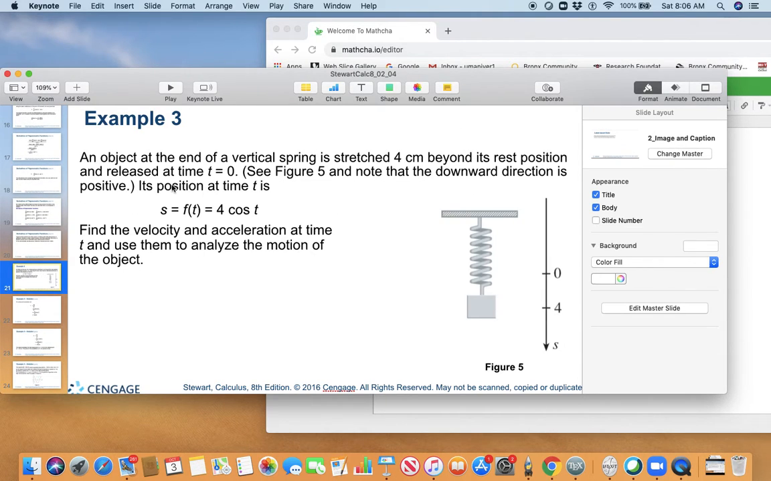All right, an object at the end of a vertical spring is stretched 4 centimeters beyond its rest position and released at time t equals 0. So you pull it down and release it at time t equals 0. Okay, this will go up and down, right? So the position is given by this function: s equals f of t equals 4 cosine t. Find the velocity and acceleration.